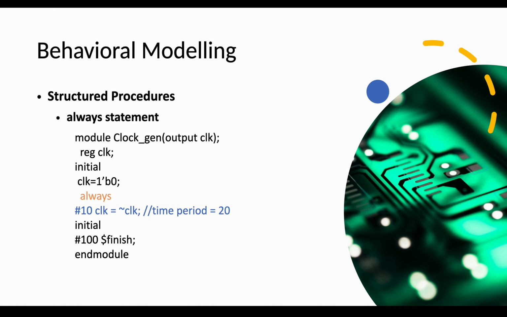Module clock gen, output clock, and that output is register type, that is reg clock. Initial, I am initializing the clock value to 0, and always #10 clock equal to negation of clock. Every 10 time units the clock value is negated. Always means it will execute continuously in a looping fashion. So after every 10 time units the clock value gets negated, and after 100 time units I am calling the finish function to terminate the simulation.